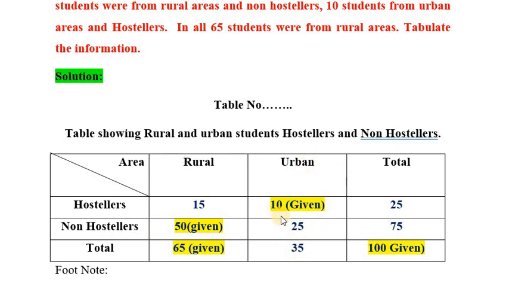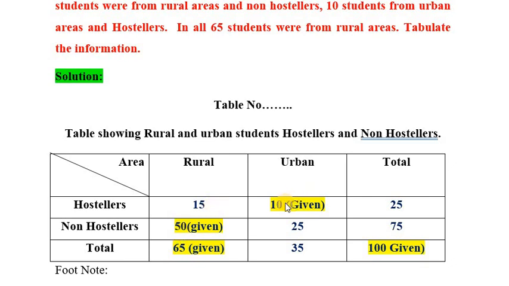That is 35 minus 10, you get 25. And now with these two pieces of information, that is the total students as well as students coming from rural area and not staying in the hostel, we'll be able to find out the students coming from rural area and staying in the hostel as 15. That is 65 minus 50, we get 15.